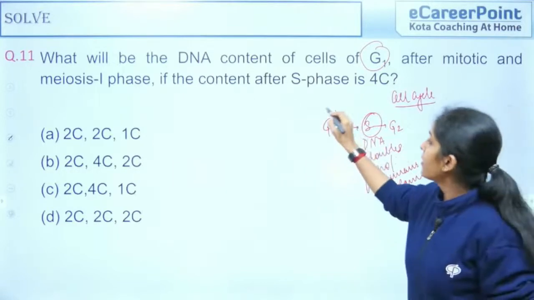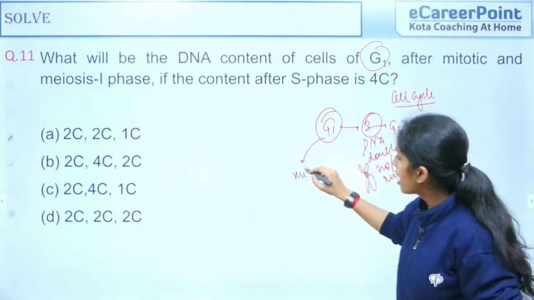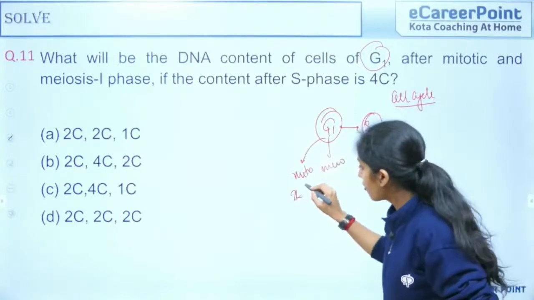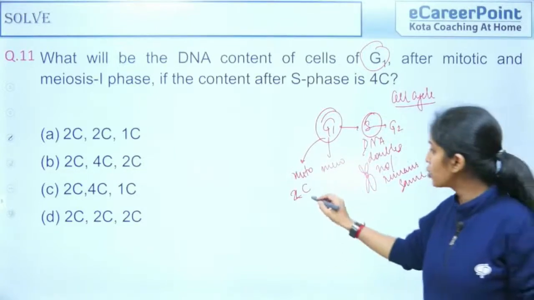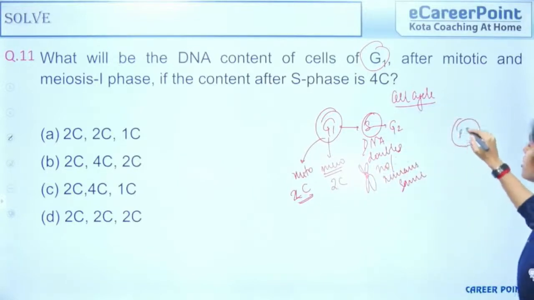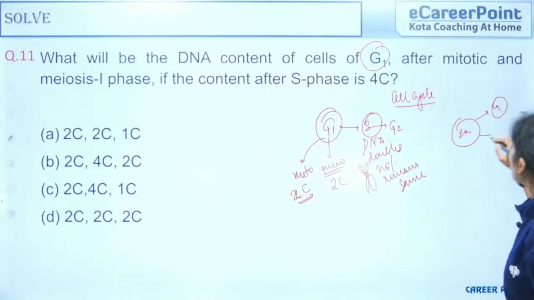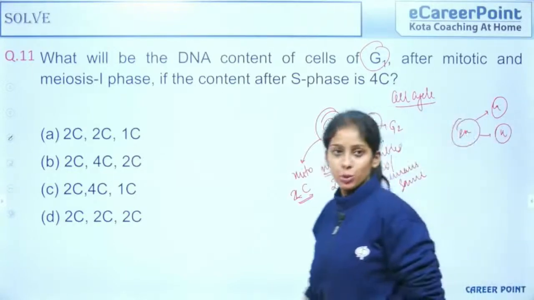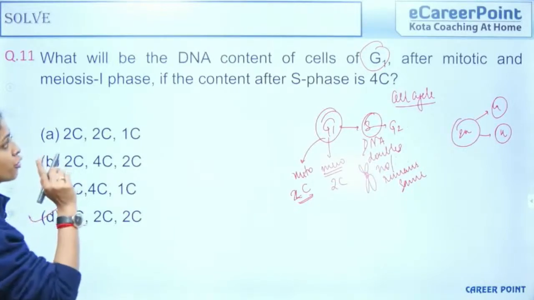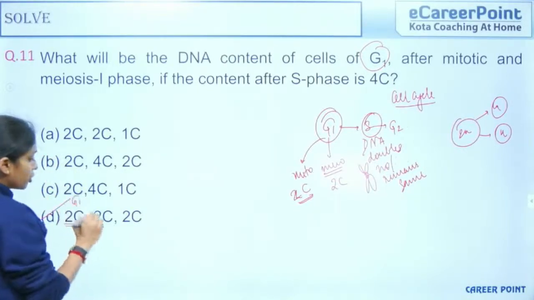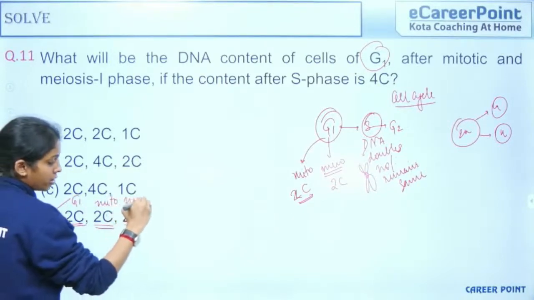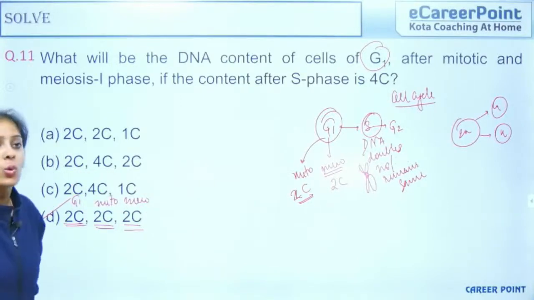But they want it in the G1 phase of mitosis and in the G1 phase of meiosis 1. So in G1 phase, it will be half of 4C, that is 2C. In meiosis 1, again it will be 2C, because in meiosis, the mother cell divides to give 2 haploid daughter cells. So again, it will be 2C. So the right answer will be option D. 2C in case of mitosis, 2C in case of meiosis, right? So the right answer will be option D.